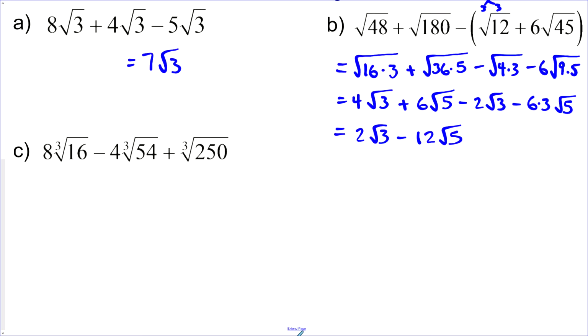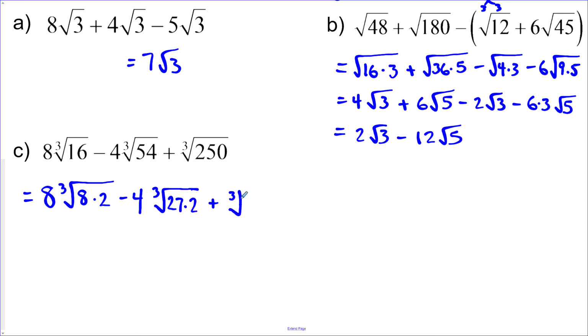And last one, these are cubed roots. So it'll be even more difficult. We're looking for a perfect cube. And 16, well, I know 8's a perfect cube, and 8 times 2 is 16. For 54, that would be 27 times 2. And make sure your vinculum covers the whole radicand. And last one is 250. And that would be 125 times 2.